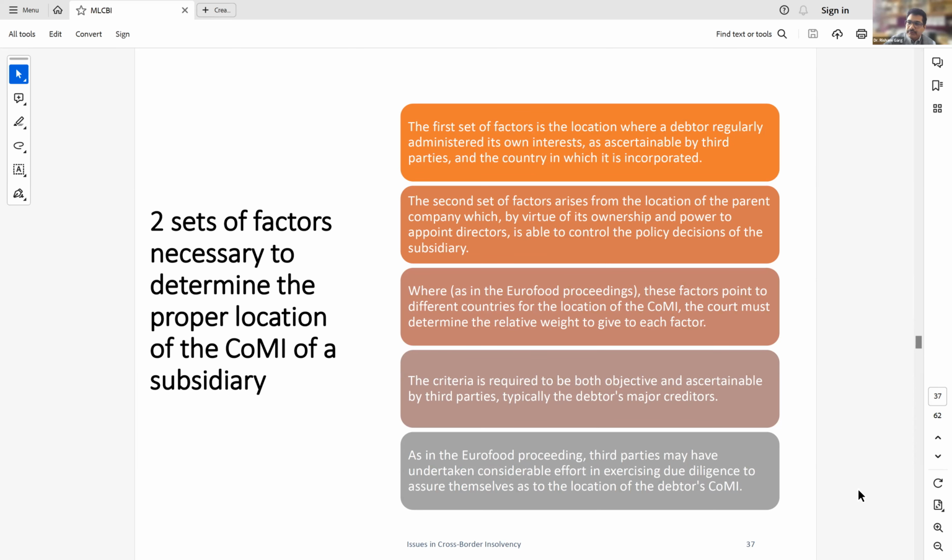So these are both the factors analysis which you find in the commentary, in the comments, and the provisions written under the Part Z and the regulations. What are the factors under which the COMI will be identified?